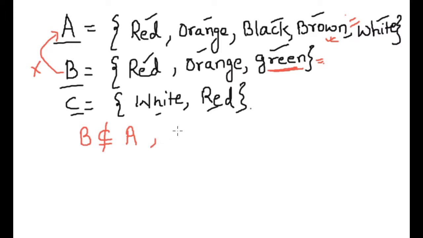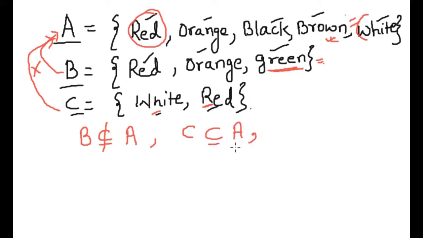Can we say C is a subset of A? Yes. White and red. White and red. So C is a subset of A.